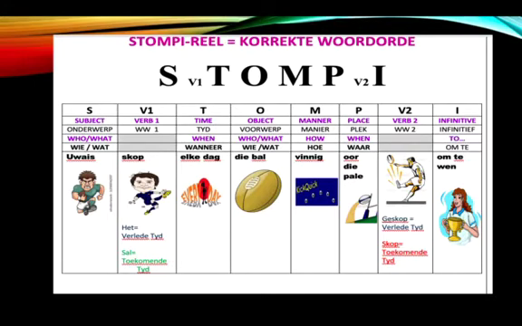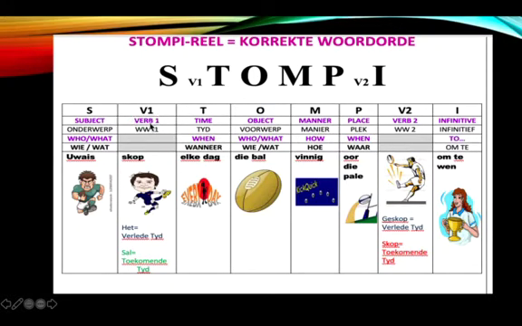Nou, wat is Stompi? Of S, V1, T, O, M, P, V2, I? Die Stompi reël represents the following in a sentence. S, which is the subject, in Afrikaans sê ons die onderwerp. The subject or the onderwerp in a sentence is who or what is doing the action. So in this example, I will say Uwais. A boy named Uwais is doing the action.